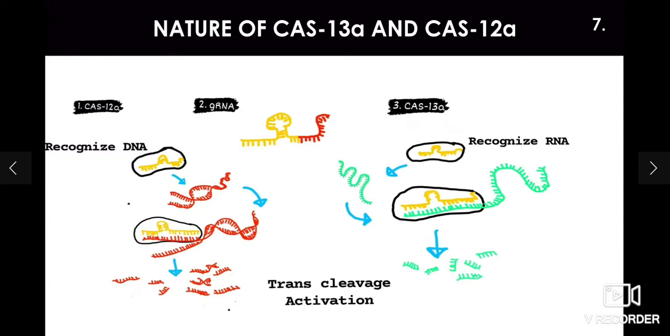The enzyme used in SHERLOCK is either Cas12 or Cas13. The difference between them is that Cas12 uses DNA as an input, whereas Cas13 takes RNA as input. Once the guide RNA recognizes and binds to the target sequence, the enzyme clips all of the RNA molecules that it encounters.